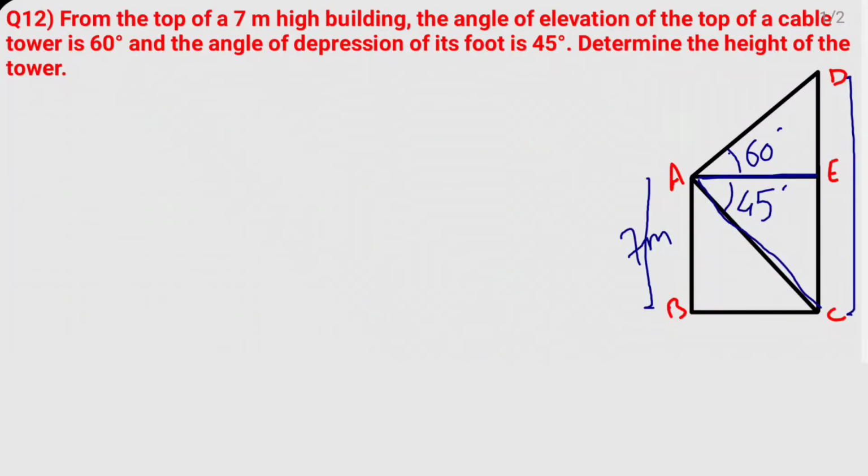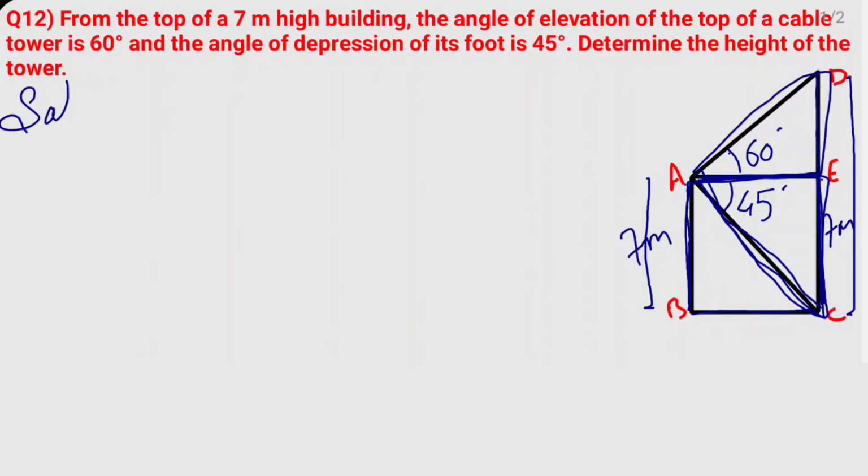And see here, building is vertical to the ground and a cable also vertical to the ground. It means AB is parallel to DC or CE and also AB is equal to CD. It is also 7 meter and AE is parallel to BC, because these two lie between the same parallel lines, and these two are also equal here.